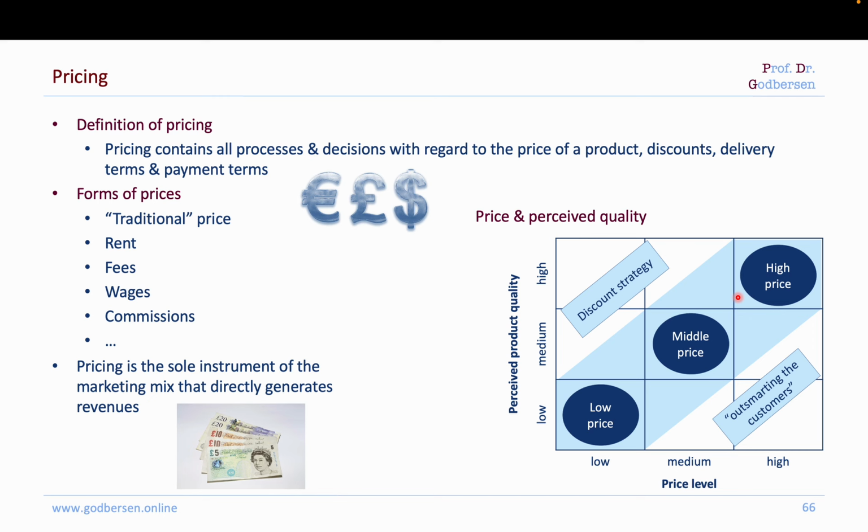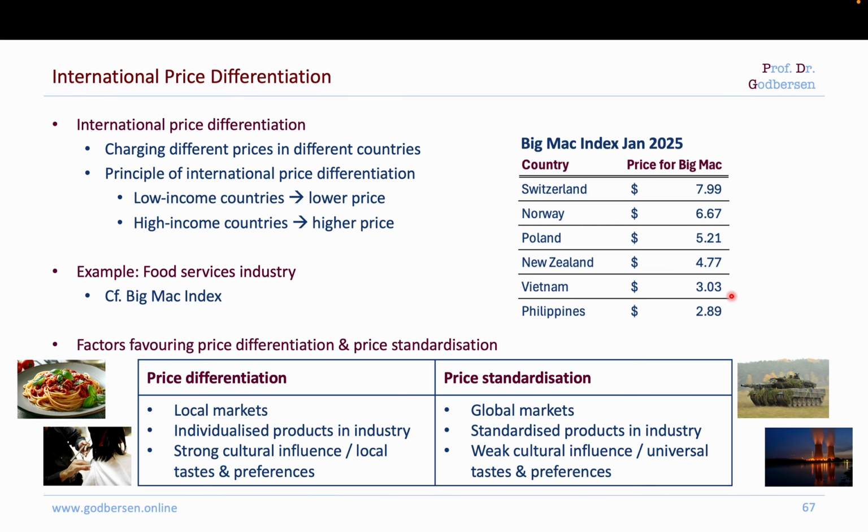Now, let's look at international pricing. Of course, as usual, pricing works the same internationally as it works at home in domestic marketing, but what you can do internationally is price differentiation. And the idea behind this is we charge in every country as much as we can. We get the maximum price out of the people that they can and are willing to pay. So international price differentiation means we're charging different prices in different countries.